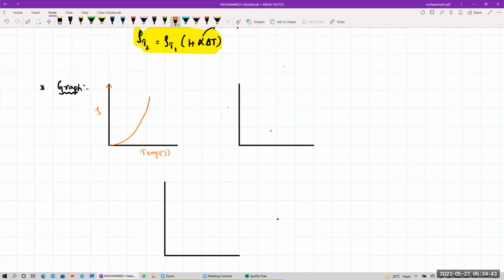In the same way, if I'm drawing the graph between resistivity and temperature, this is for an element called copper. Whereas for the element nichrome, if I'm drawing the temperature, it shows some peculiarity. Initially there is no change, but after a certain interval of time, the graph is something like this, a straight line.